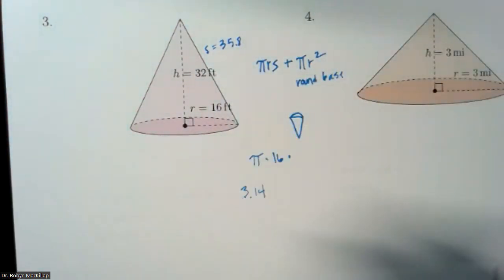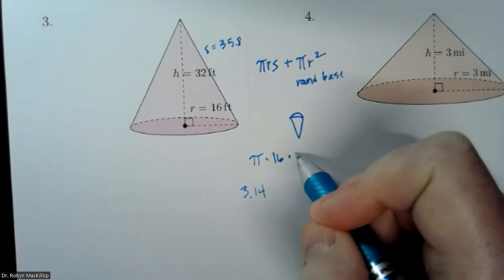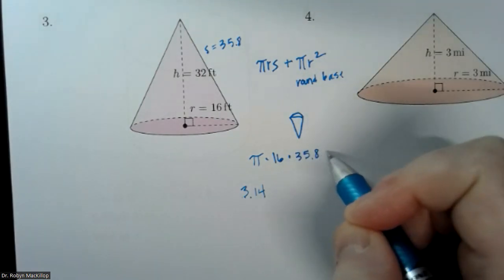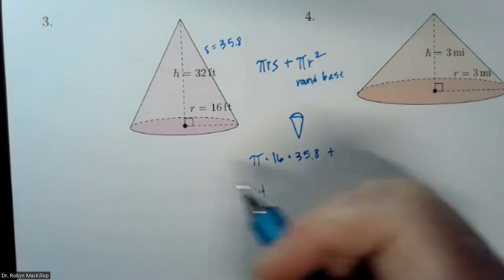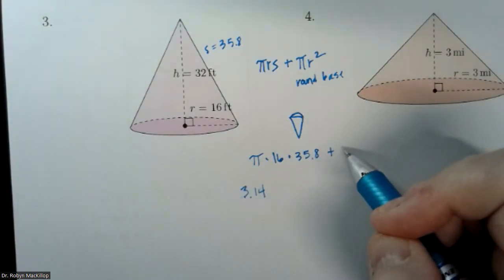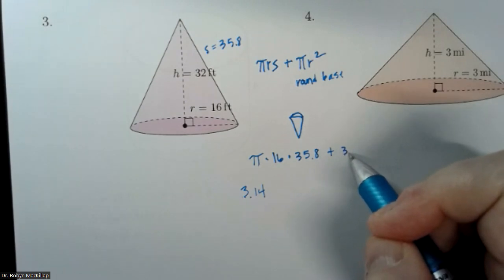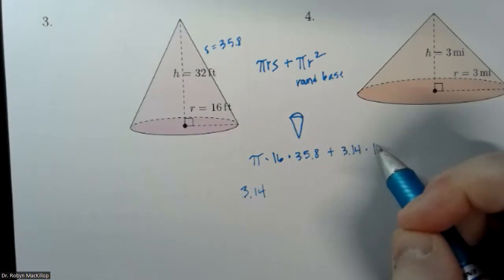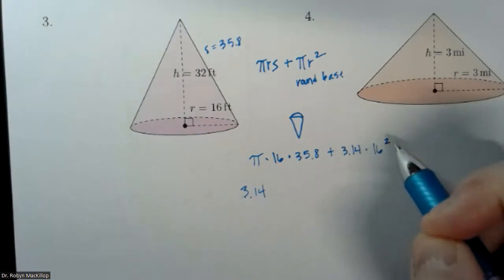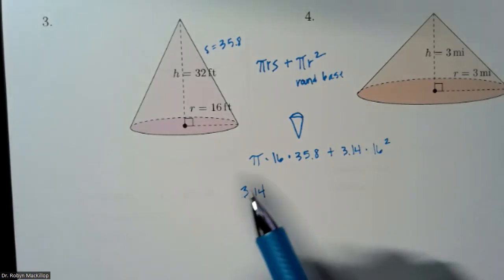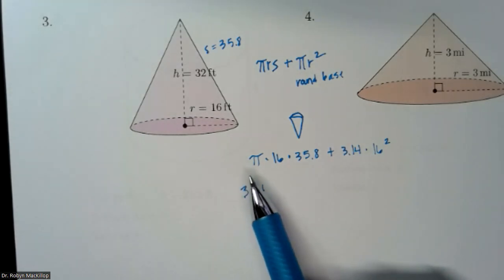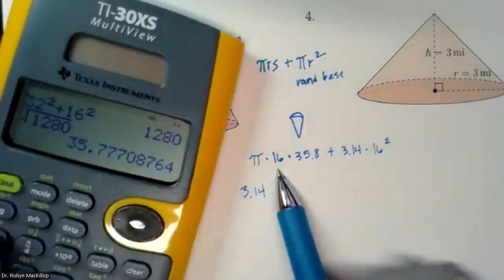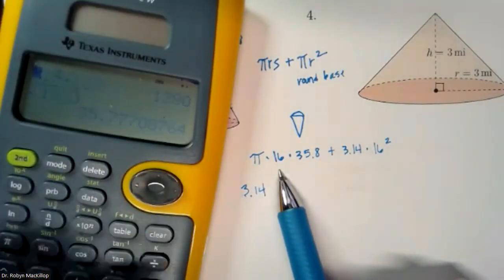That means we can finish out this: 35.8 plus pi again, because now we're measuring that bottom circle, 3.14 times the radius squared. So we have filled in the whole formula for this. Sorry, I didn't make that a 3.14. Now we're just going to type that entire thing into our calculator.